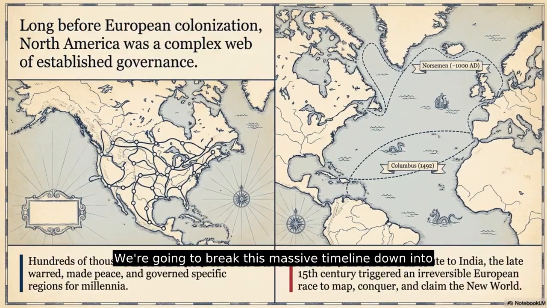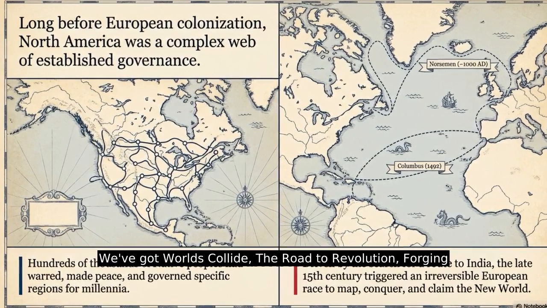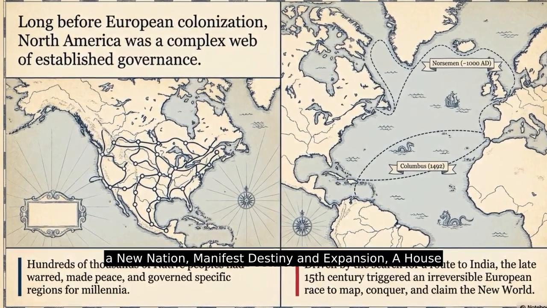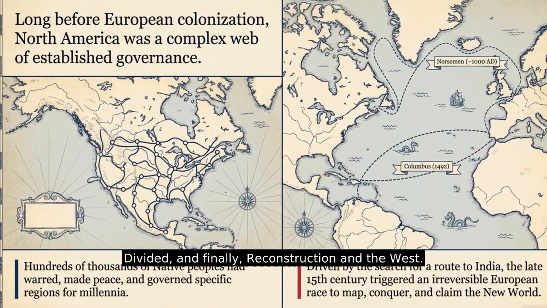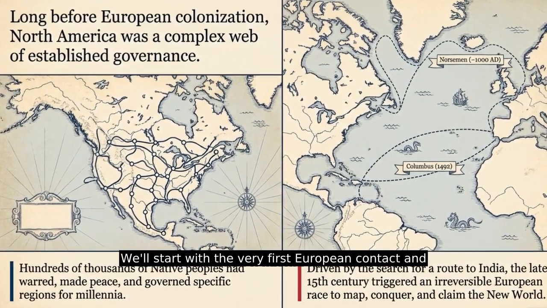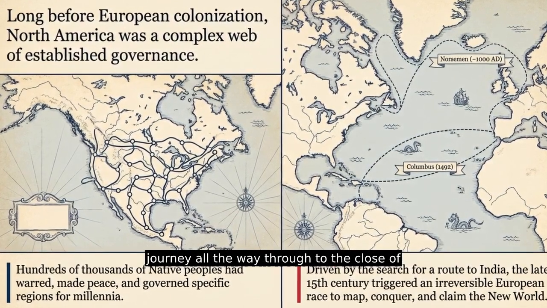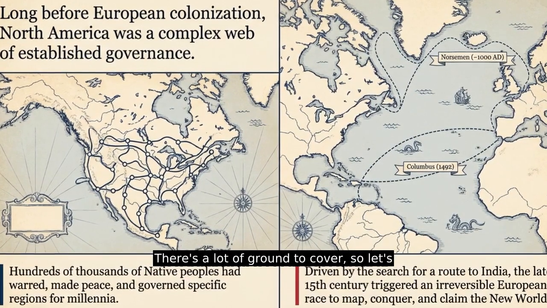So, we're going to break this massive timeline down into 6 chronological chapters. We've got Worlds Collide, The Road to Revolution, Forging a New Nation, Manifest Destiny and Expansion, A House Divided, and finally, Reconstruction and the West. We'll start with the very first European contacts and journey all the way through to the close of the Reconstruction era. There's a lot of ground to cover, so let's jump right in.